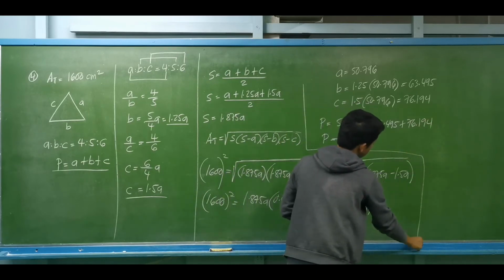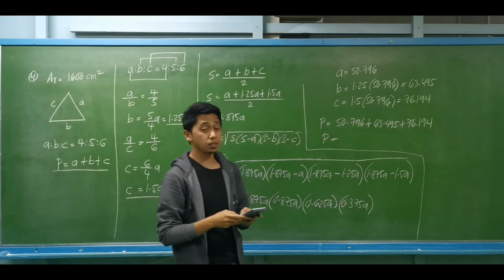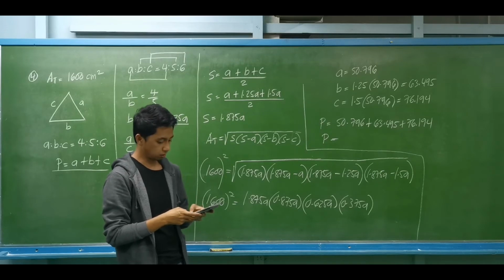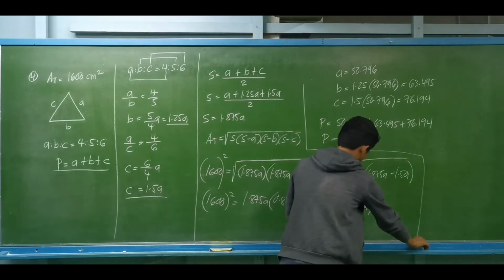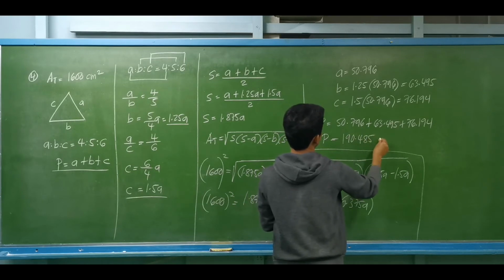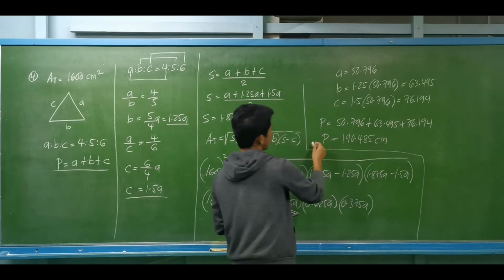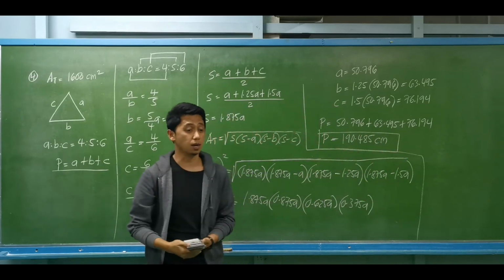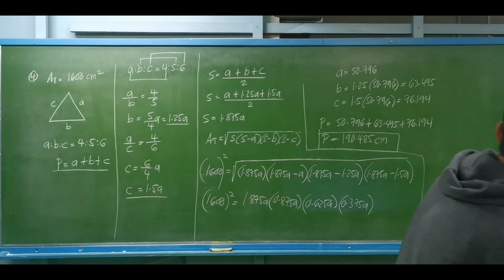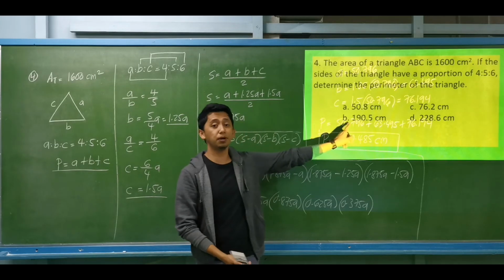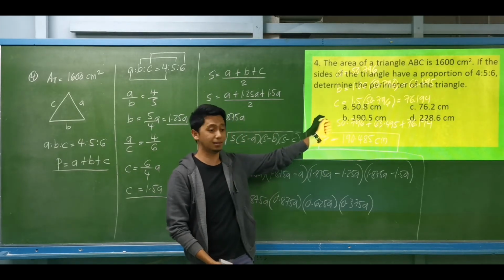Okay, perimeter. We have 50.796 plus 63.495 plus 76.194. So, what I got here is 190.485 centimeters. So, let us check which of the choices has this value. 190.485. So, in the choices, the closest is 190.5. So, that will be letter B.